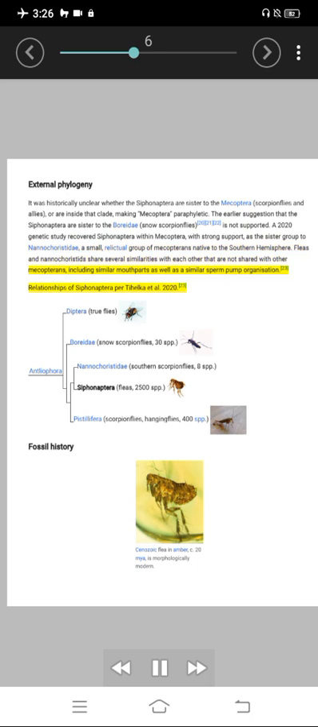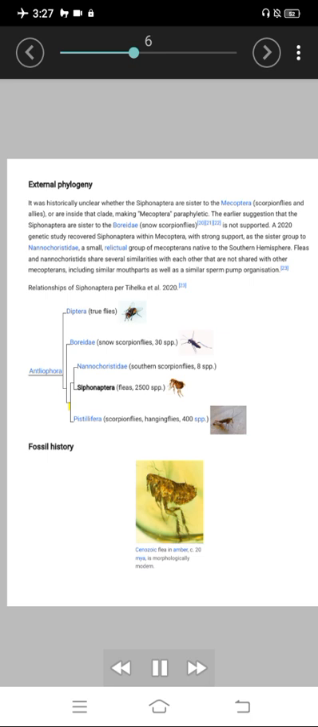Relationships of Siphonaptera per Tihelka et al. 2020. Antliophora. Diptera, true flies. Boridae, snow scorpionflies, 30 species. Neuroptera, southern scorpionflies, 8 species. Siphonaptera, fleas, 2,500 species. Pistillifera, scorpionflies, hangingflies, 400 species.